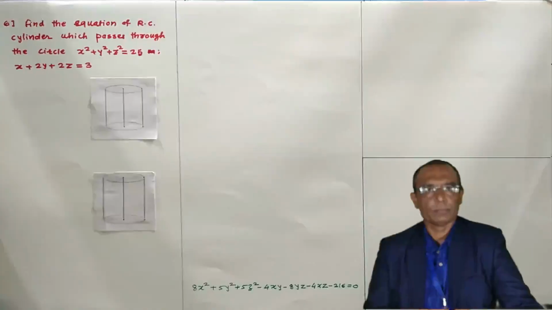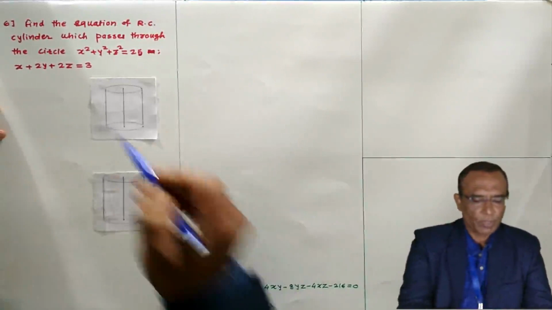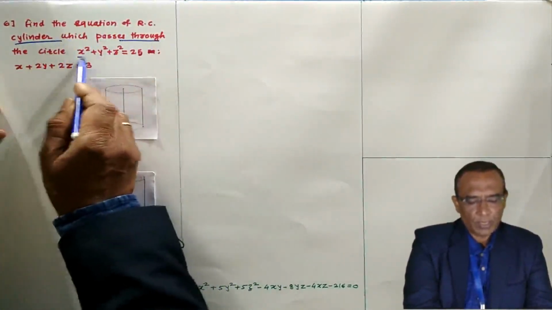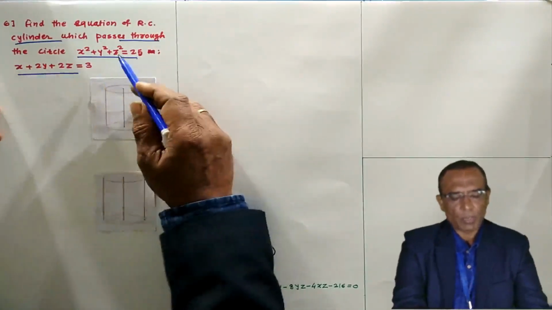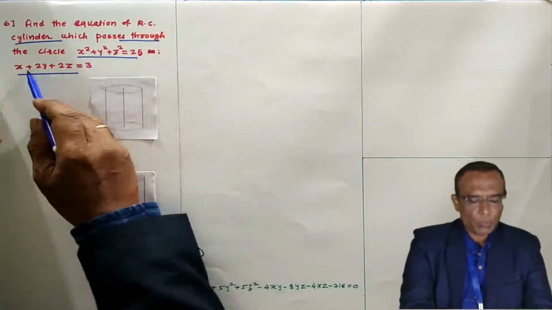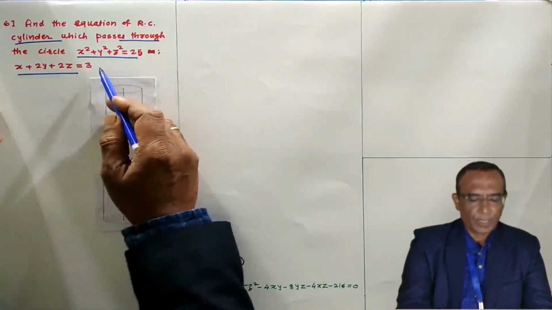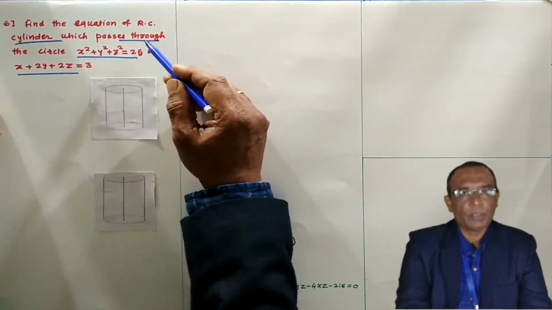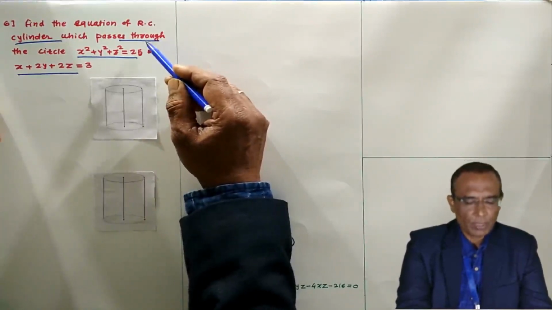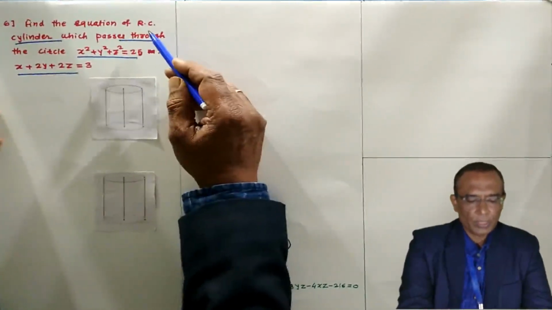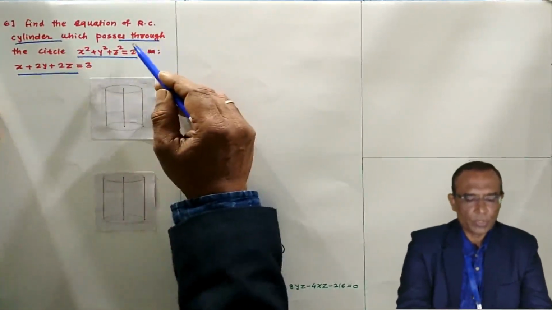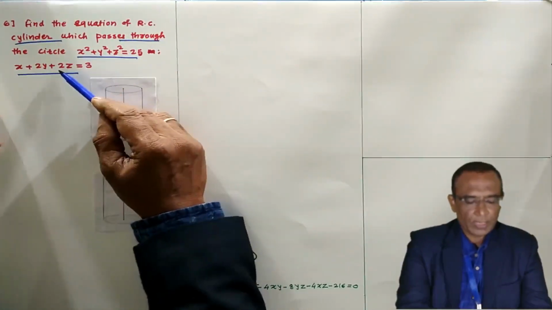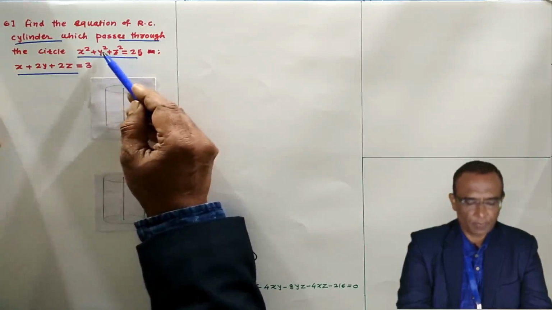Okay, now the next problem. Find the equation of the right circular cylinder which passes through the circle x square plus y square plus z square equal to 25 and x plus 2y plus 2z equal to 3. Here, the equation of axis is not given, the radius of the right circular cylinder is not given. But what is given to you? This right circular cylinder passes through the circle. This is the equation of a sphere and this is the equation of a plane. And the intersection of the sphere and the plane is a circle.